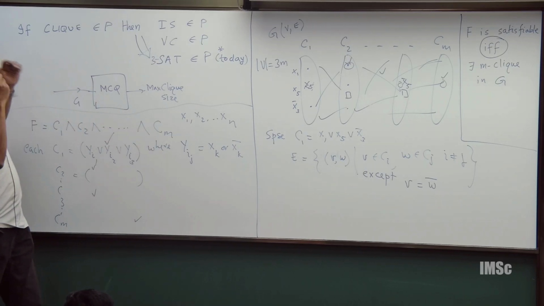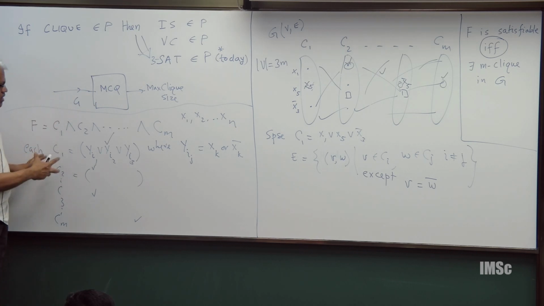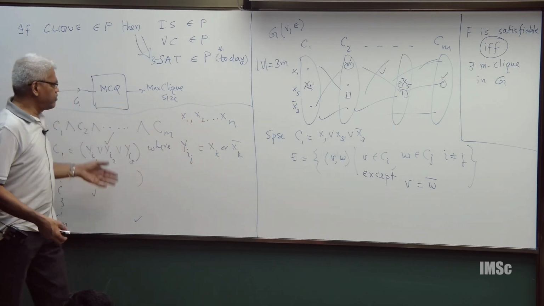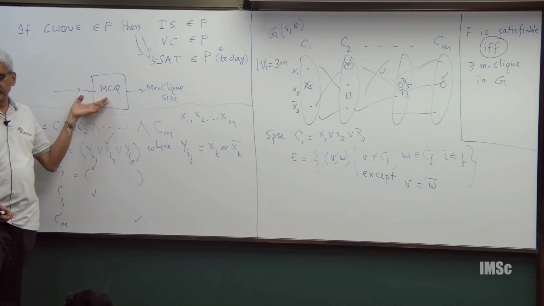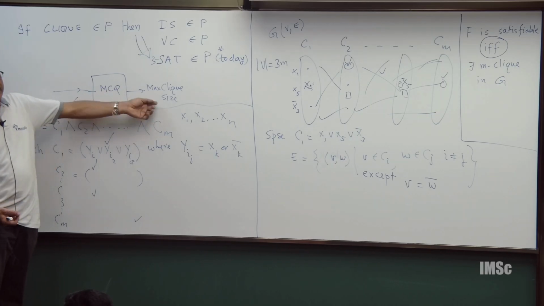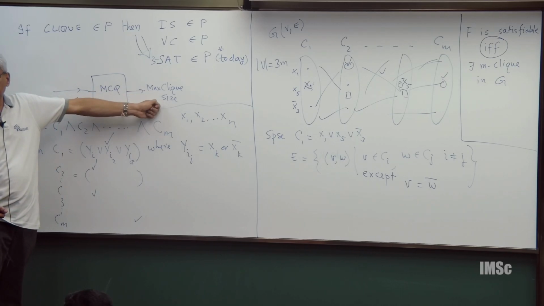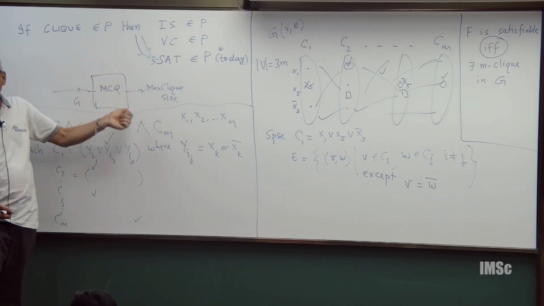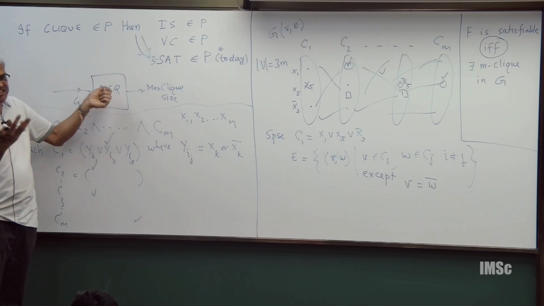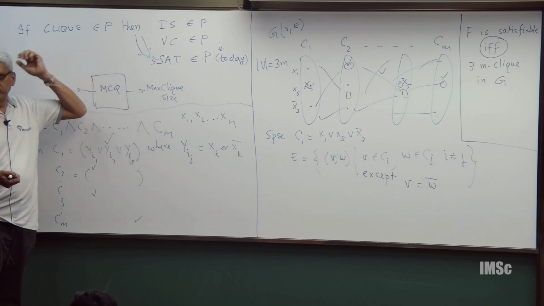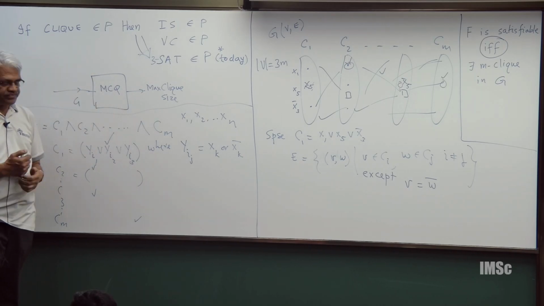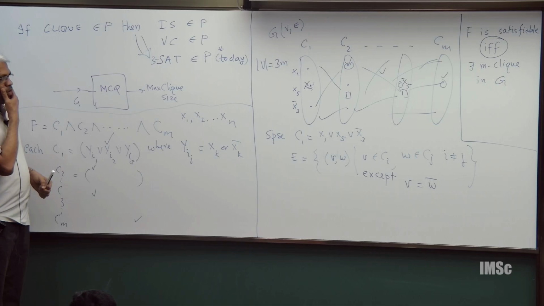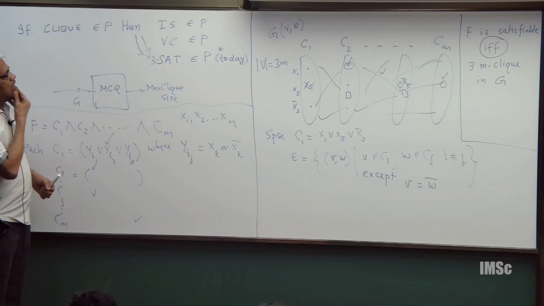So, now I can go back and say, okay, take the formula, construct the graph, give it to this max clique algorithm. If it comes back and says yes, the max clique size is M, I know my formula is satisfied, and if it says clique size is less than M, I know my formula is not satisfied. Good. So, all of this is nice.